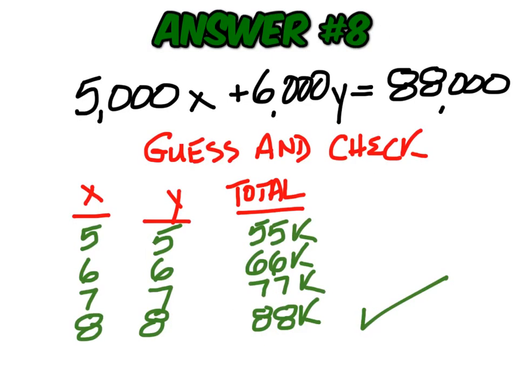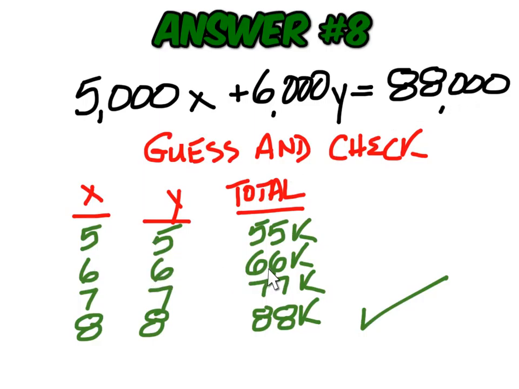On number 8, it's another guess and check problem. You have two different types of trucks, one that hauls 5,000 and one that hauls 6,000, and you have to haul 88,000 altogether. In the problem, it tells you that each truck must make the same number of trips. So if you start with 5 just to guess and check and work it out, that would be 25,000 plus 30,000, that's 55,000. It doesn't equal 88.